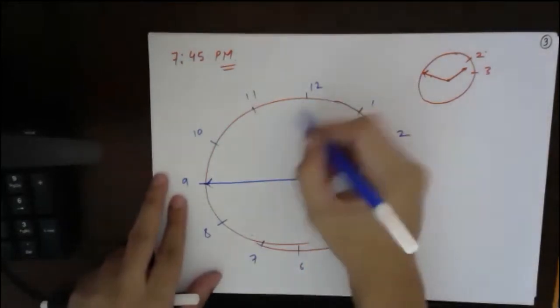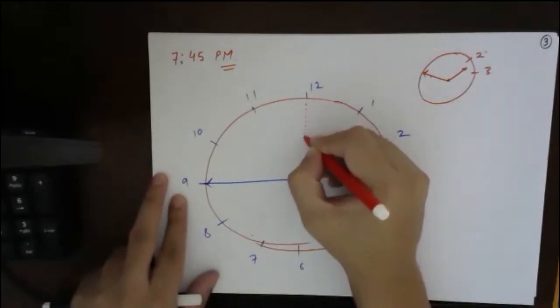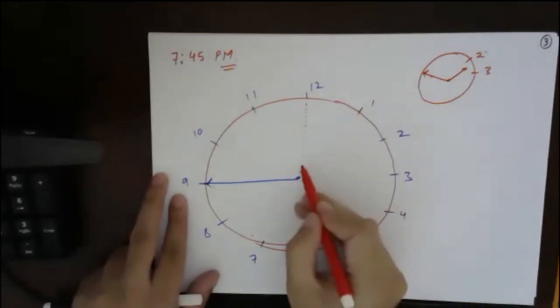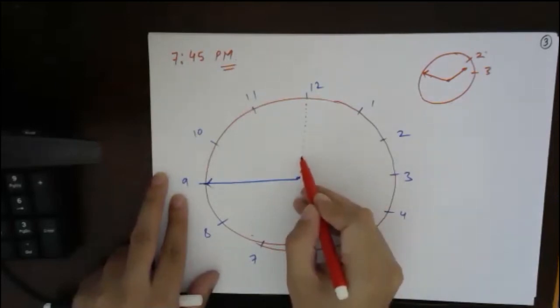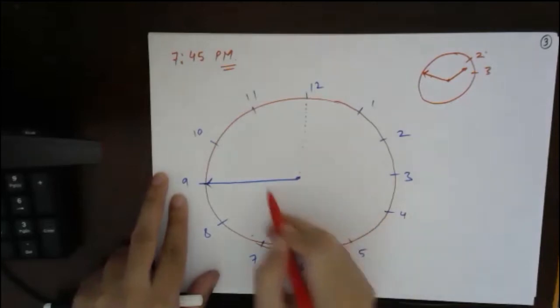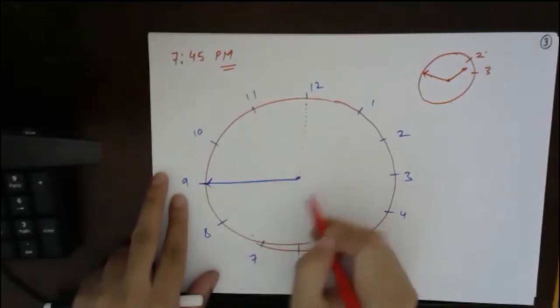Okay, so we know this angle. If I am talking about this, right? So this angle is 45. This angle is 90 degrees, and this total angle is 270 degrees.